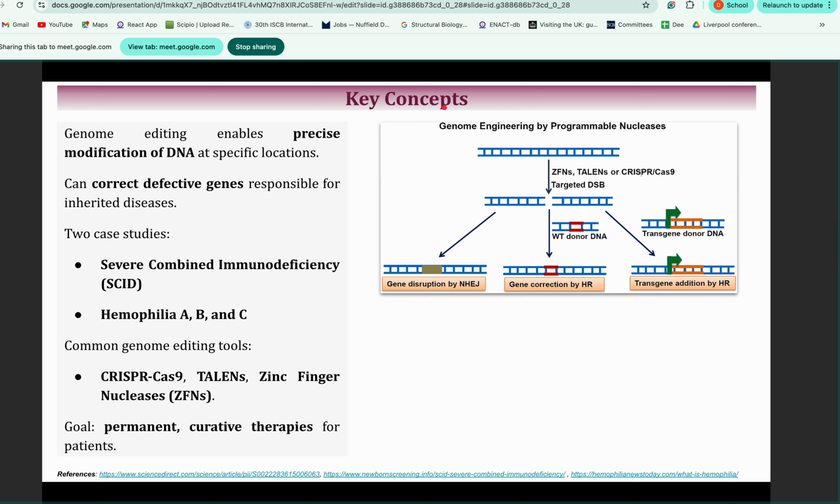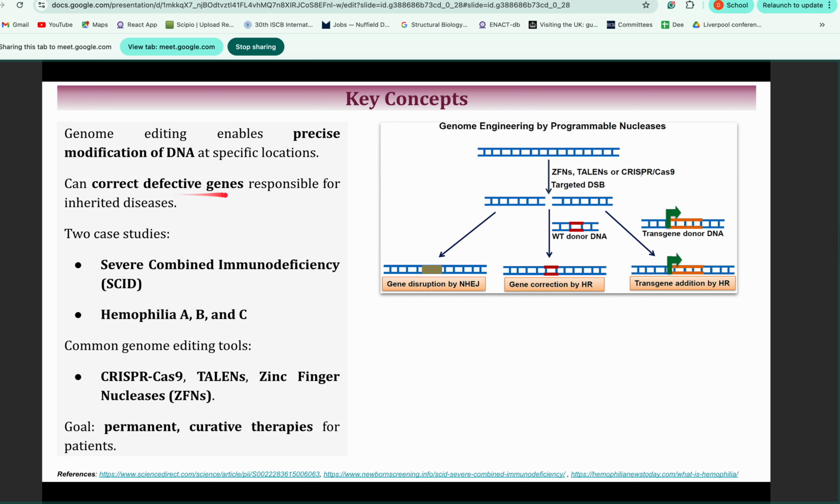Firstly, we'll talk about the key concepts in these topics. As we all know, with the help of genome editing, we can make precise modifications of the DNA at specific locations. Till now, we have looked into zinc finger nucleases, TALENs, and CRISPR-Cas9, and we have seen how we can use them for genome engineering, in which we make double-strand breaks. Depending on the pathway by which the DNA gets repaired, different outputs can be achieved, such as the gene could be disrupted, the gene could be corrected with a correct donor DNA, or we could also make certain additions of mutations or certain changes at the level of the gene.